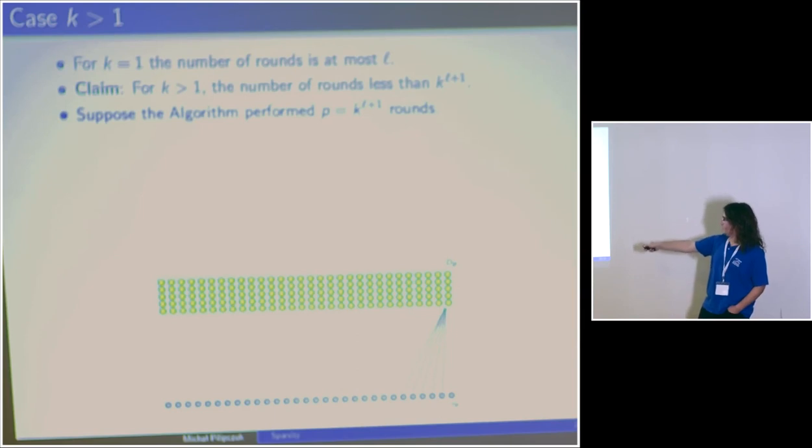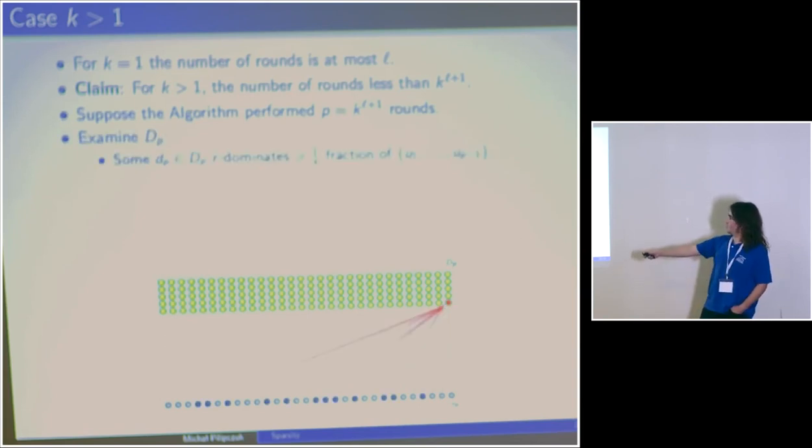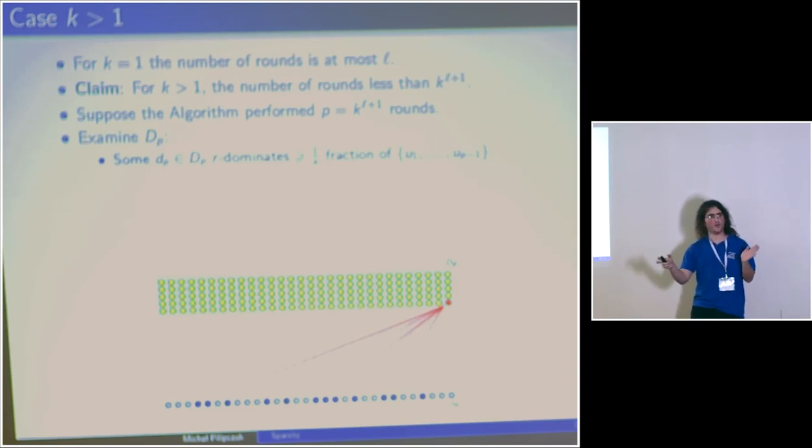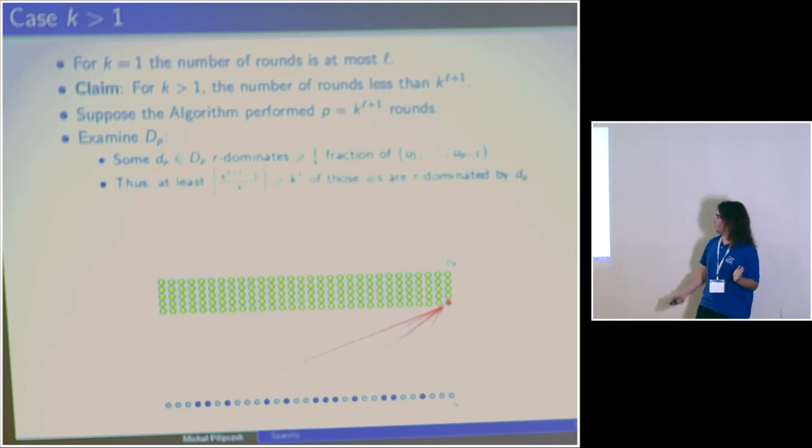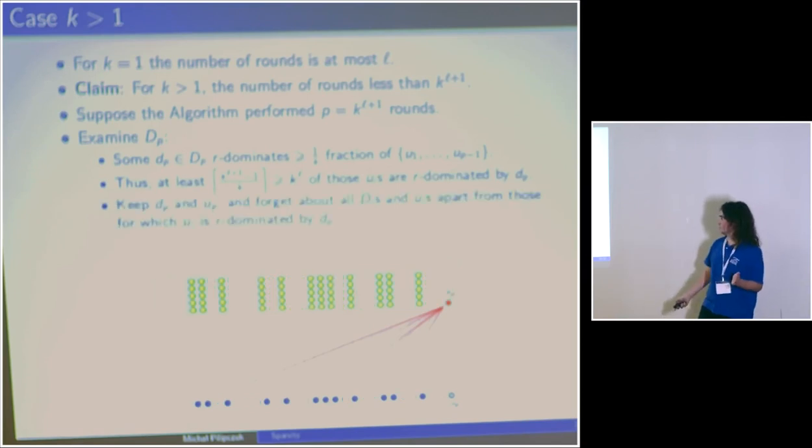Let me look at the last iteration. Here, I have k vertices that dominate all the previous u_i's. Each of these dominations needs to be served by one of those k vertices. So one of them serves at least a 1 over k fraction of the previous vertices, and this 1 over k fraction is like k^L. So what I do is just remove it, and I proceed.